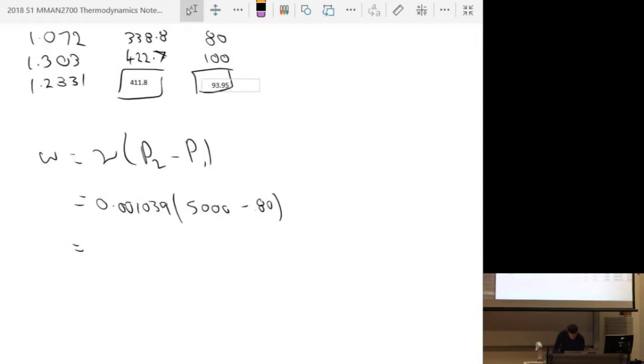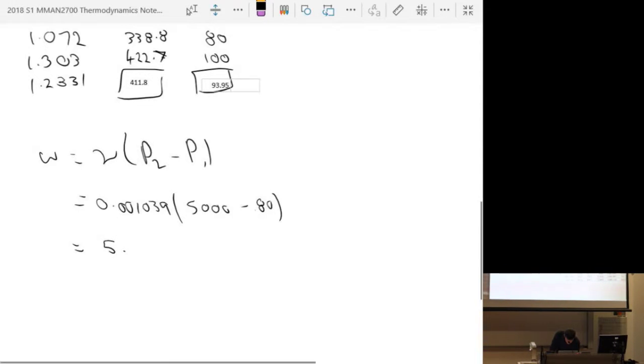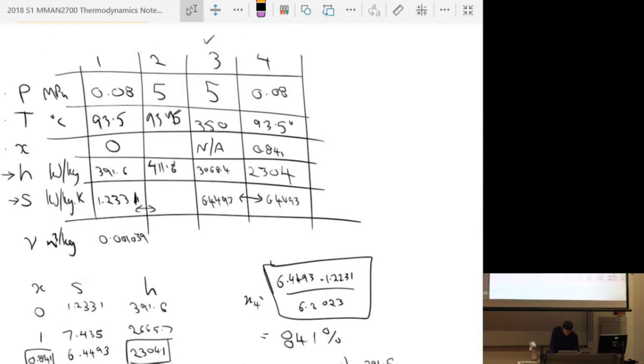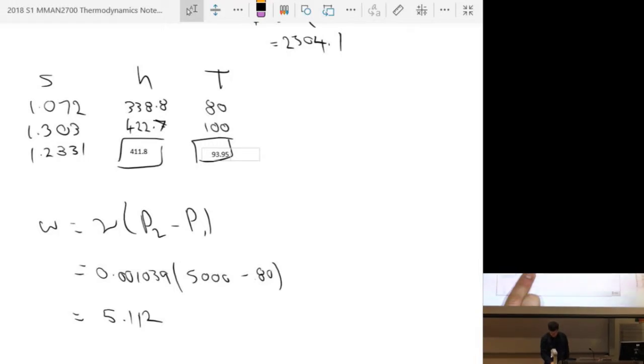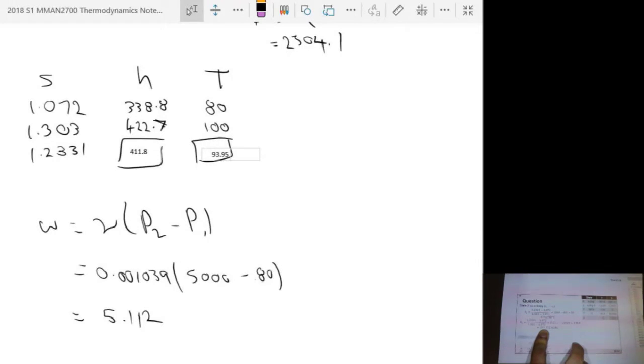Figure? 5.112. Doesn't seem right. What am I doing wrong then? I agree with you, by the way. 5.112. I got that as my enthalpy when I perform this calculation. That one's that, that one's that. 422.7.